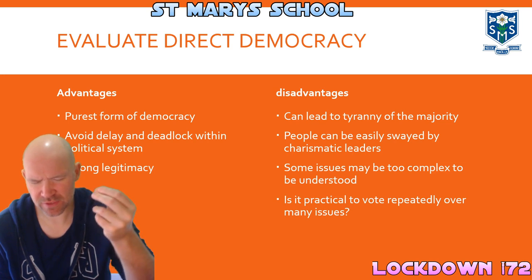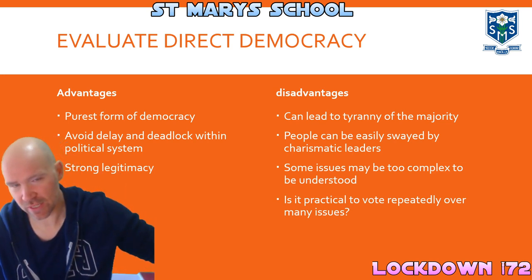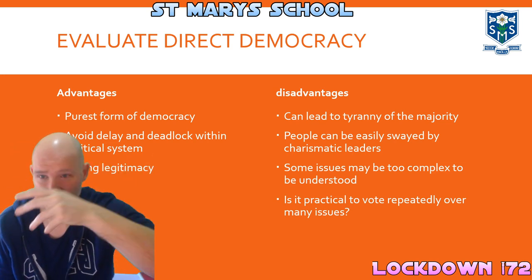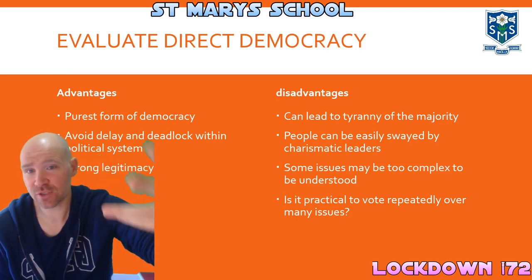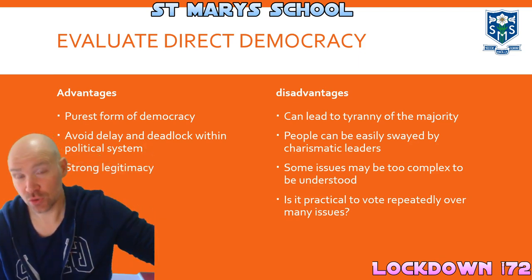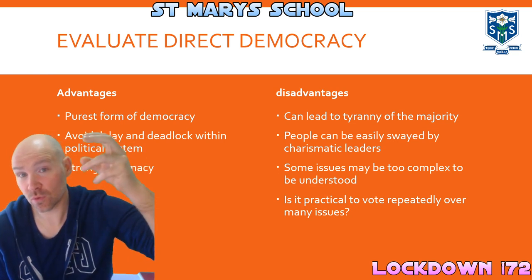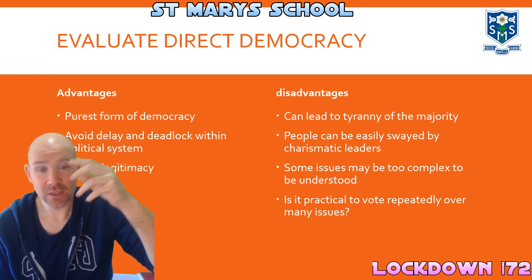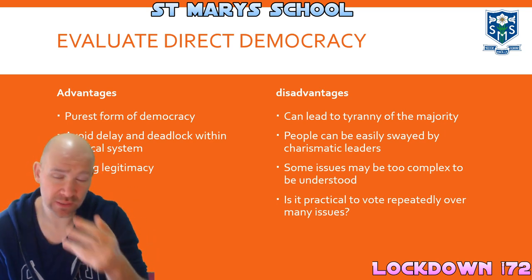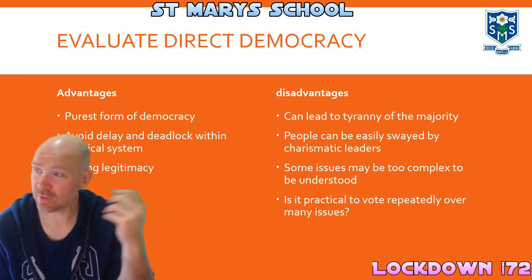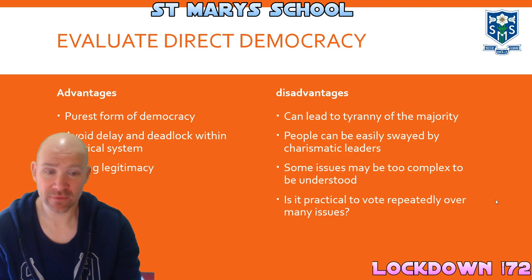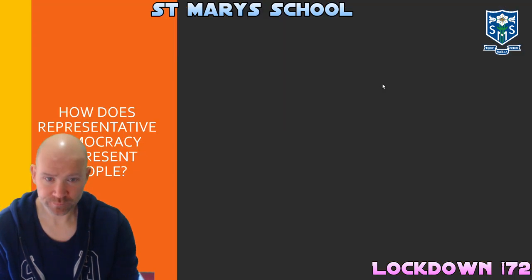Sometimes you have to vote for things which hurt in the short term to sort the country out in the long term. Think about Thatcher's revolution. If you think that Thatcher's reforms were ultimately good in the long term, think about the pain and the suffering and the hardship that they caused in the short term. Direct democracy, people wouldn't vote for that. And so is it even practical to have direct democracy?